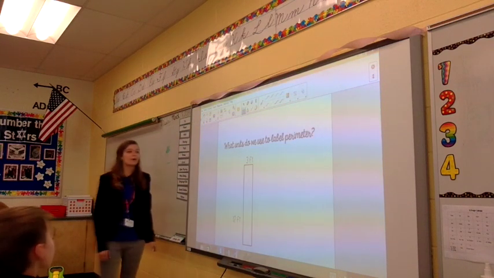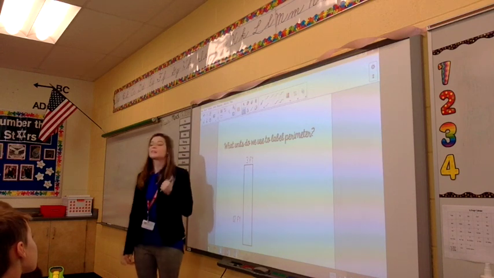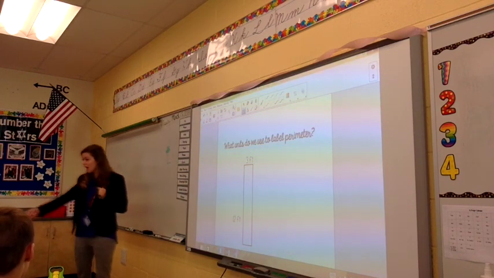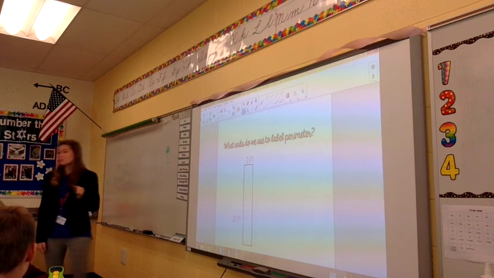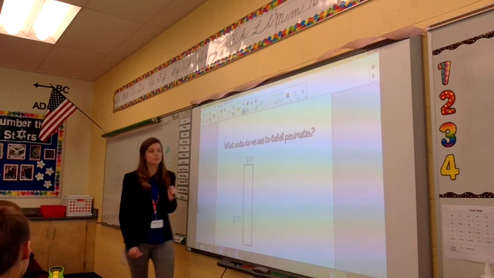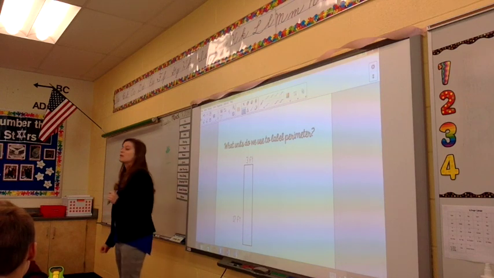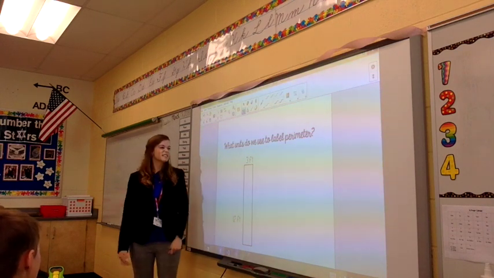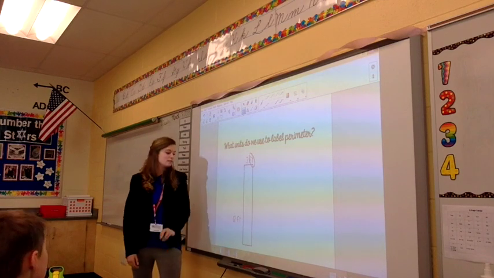All right, so what units do we use to label perimeter? We don't use square units. That's what we use for area. What about perimeter? Whatever it says. Yeah, whatever it says. Exactly. So for this one, it says feet.